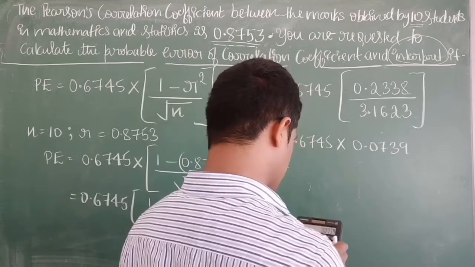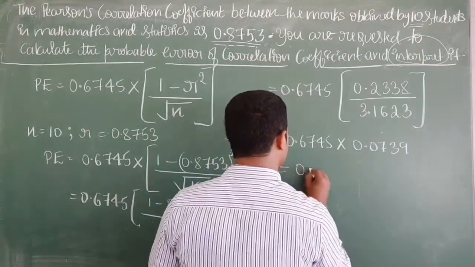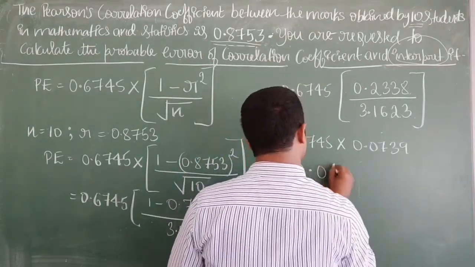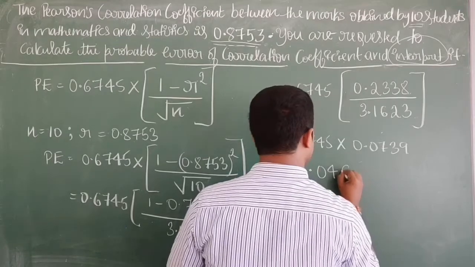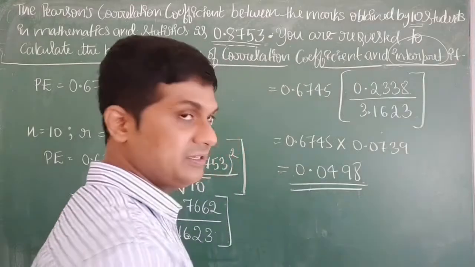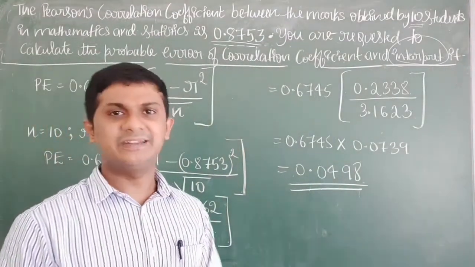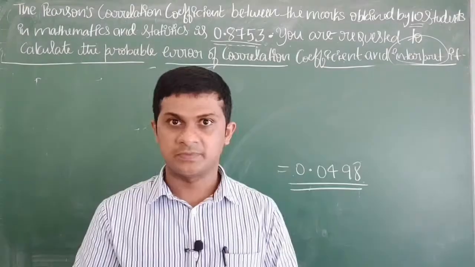0.0739 into 0.6745, which is equal to 0.0498. So this is the value of probable error. It is easy to calculate the value of probable error, but probable error itself is of no use.